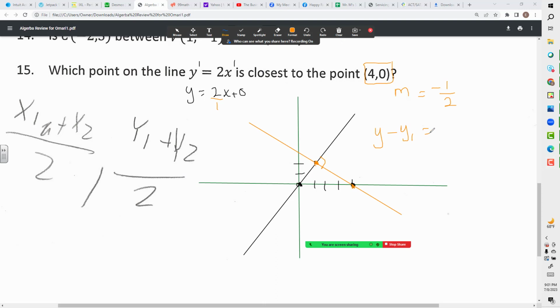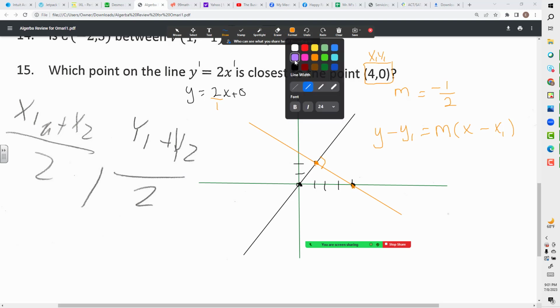Okay, so my microphone battery died, so I'm going to have to narrate over what I was doing. You're going to use the point-slope form of an equation. You can use the slope-intercept form as well, which is y equals mx plus b. I just personally prefer point-slope.